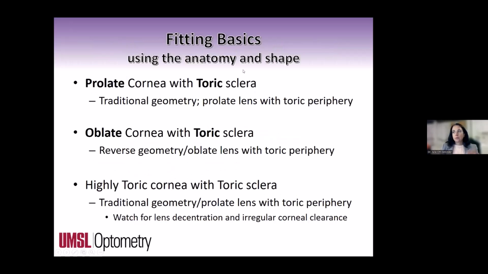All right, so knowing my anatomy and shape information, if I have a prolate cornea and a toric sclera, I'm going to go with a traditional geometry prolate lens as my first lens, toric periphery. Oblate cornea from the topography, toric sclera, I'm going to use a reverse geometry lens, oblate lens, toric periphery. See, all torics. And let's say I have a highly toric cornea with a toric sclera. I'm probably going to start with a prolate design, traditional geometry lens with a toric periphery, and I'm going to monitor for decentration inferiorly that is not improving as I adjust the periphery.